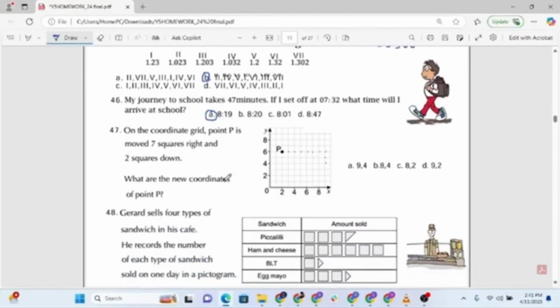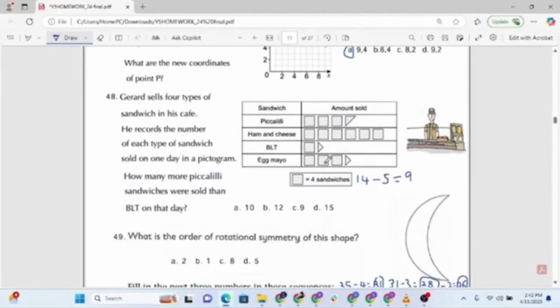Question 47. On the coordinate grid, point P is moved 7 squares to the right and 2 squares down. What are the new coordinates of point P? The correct answer is option A, 9, 4. Explanation. Moving 7 squares to the right means add 7 to the x-coordinate. Moving 2 squares down means subtract 2 from the y-coordinate. If the original point is at 2, 6, then 2 plus 7 is 9, and 6 minus 2 is 4. The new coordinates are 9, 4.